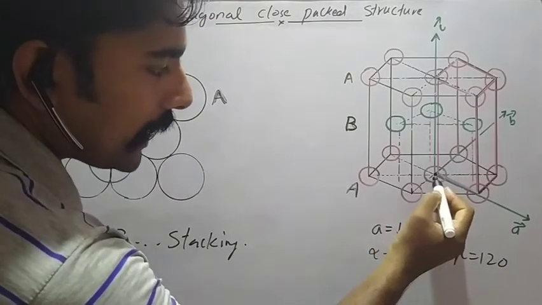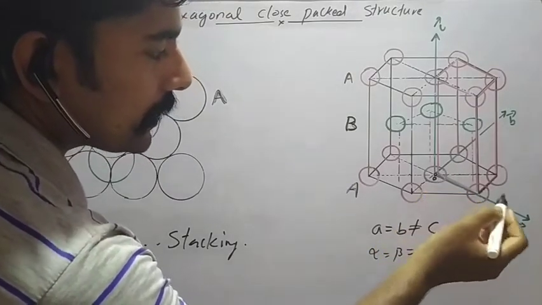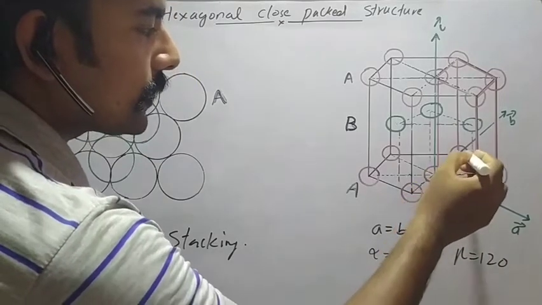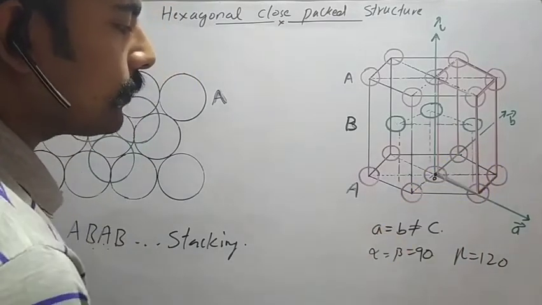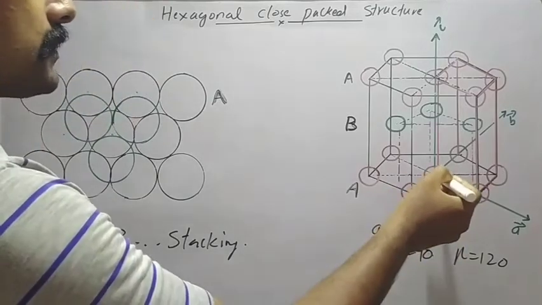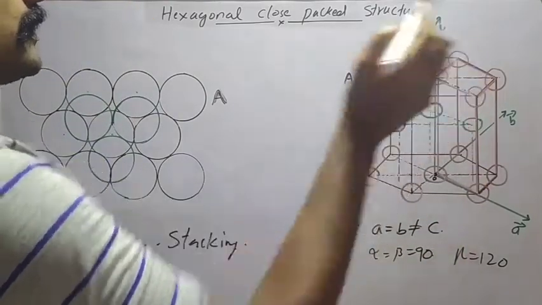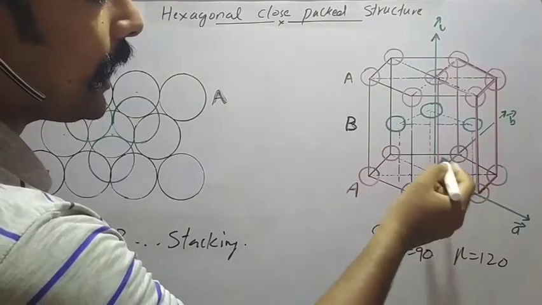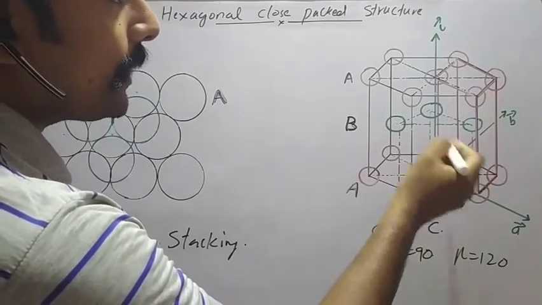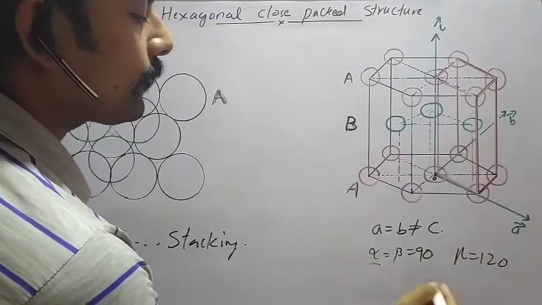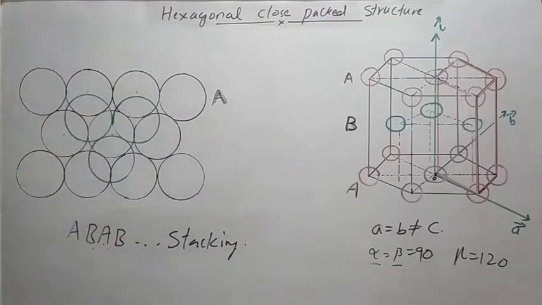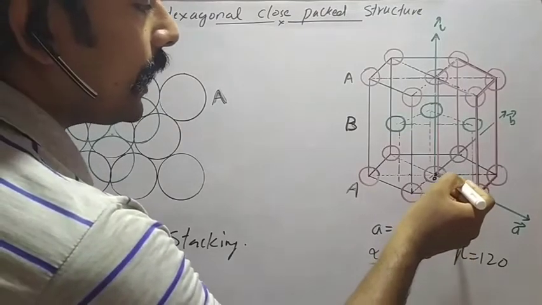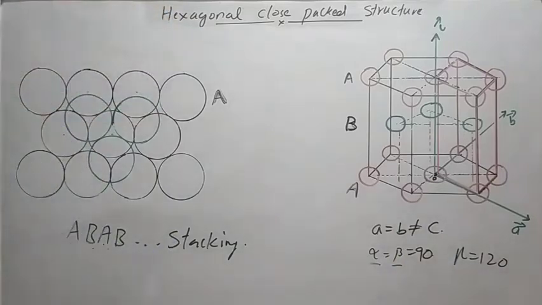And these are the lattice parameters a, b, and c. The lattice parameter from here to here is a, from here to here is b, and a equals b, and that is not equal to c, the third lattice parameter. And the angles between a and c, as well as b and c, are alpha and beta, equal to 90 degrees, and the angle between a and b is gamma, equal to 120 degrees. So this is the arrangement. This is the hexagonal close-packed structure.